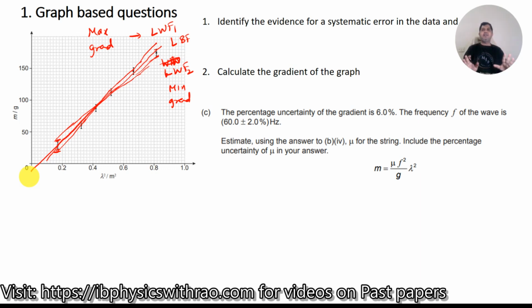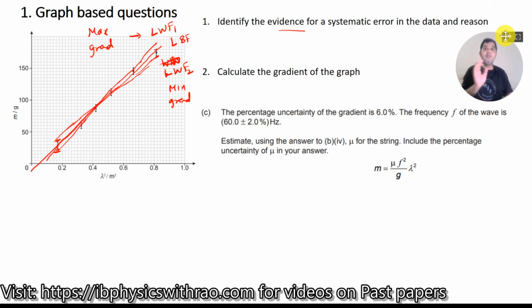Any kind of question, when you have, okay, this could be your current versus voltage curve. It could be anything. If it does not meet the origin, there is a systematic error over there. Identify the evidence for a systematic error. What is the evidence? It does not meet the origin, right? And what is the next part of it?